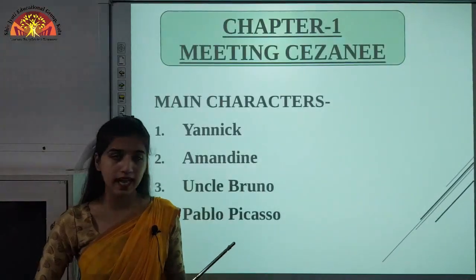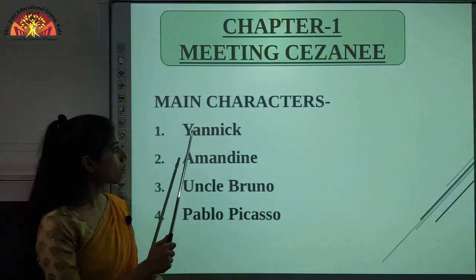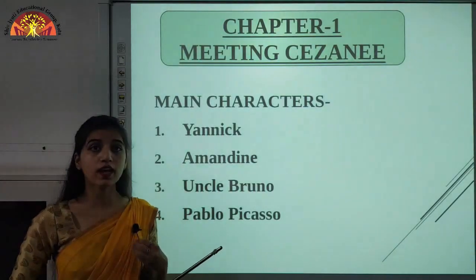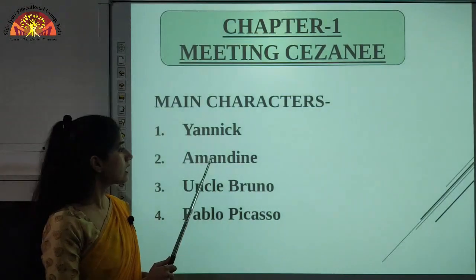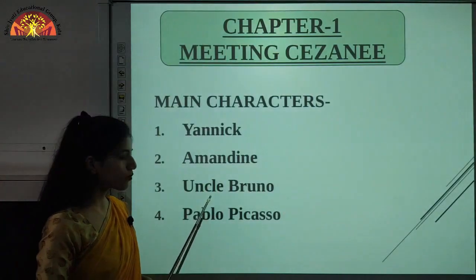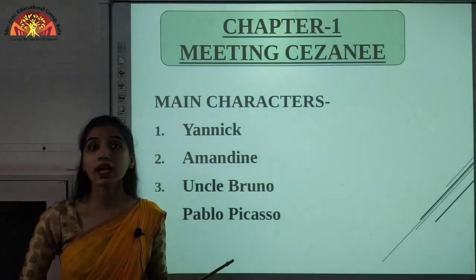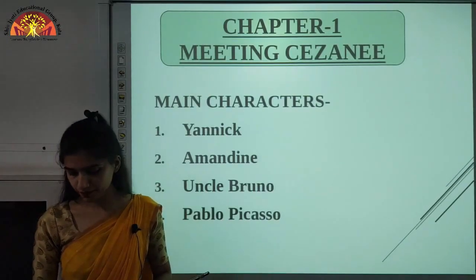Meeting Cezanne. Let's see the main characters of the story. Yannick, about whom the story is, or I can say he is the main protagonist of the story. Second is Amandine. Amandine is Uncle Bruno's daughter, and then Uncle Bruno, and the fourth one is Pablo Picasso. Now let's see what the story is about.